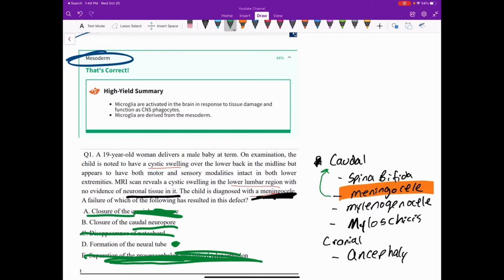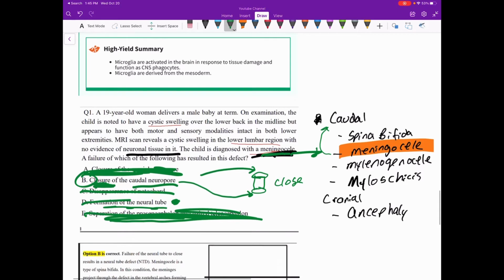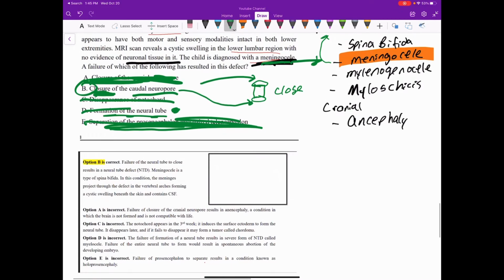Now, what are birth defects from? Well, birth defects are from failure of the neural tube to close. So yes, it's formation of the neural tube, but the question is asking for a birth defect, and that is from the closure of the neural tube. You have a caudal neural pore, which is on the bottom, and the cranial neural pore on top. But it's asking for a meningocele, and meningocele is caudal. So our answer has to be B. Let's see if we're correct, and yes, we are.